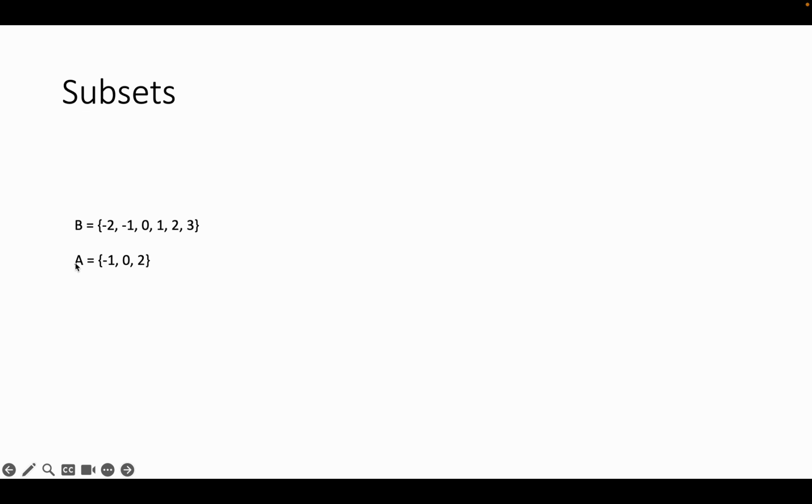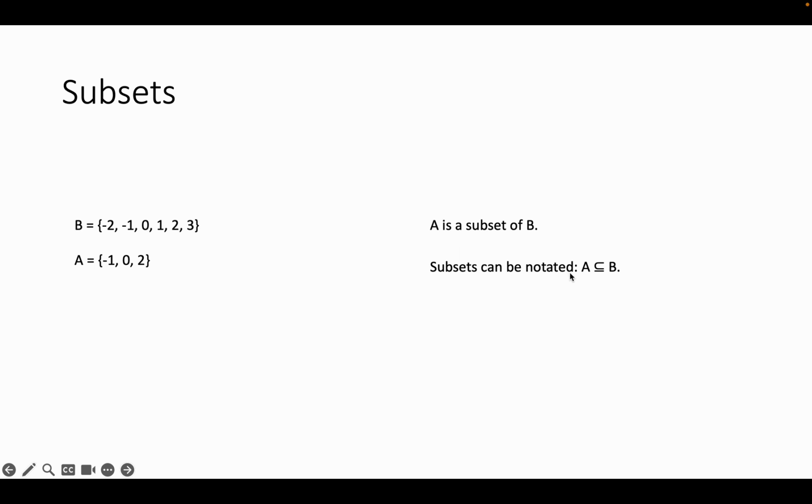This tells you that A is a subset of B. It is a portion of the numbers that are represented in the whole set of B. A is a subset of B.